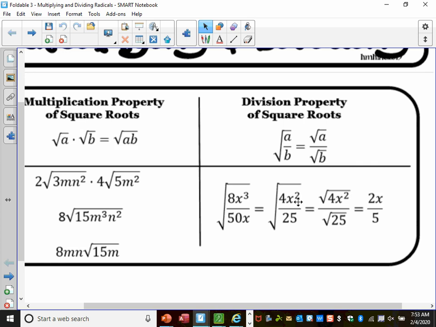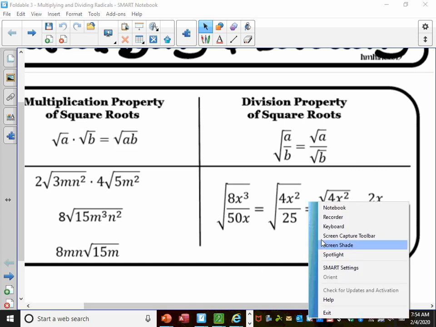Okay. In this case, everything comes out to be perfect. 4 is perfect, x squared is perfect, 25 is perfect. So you take everything outside of the radical by taking the square root. Okay. Any questions so far on that? Just the top part? Okay, give me 1 second.